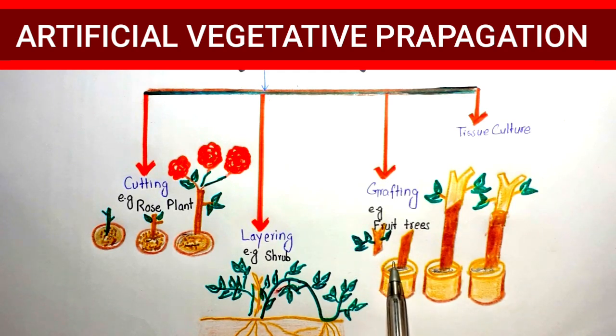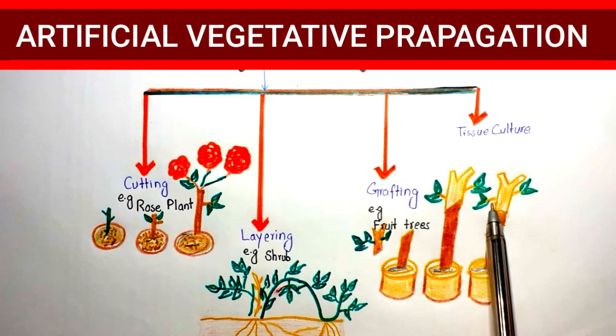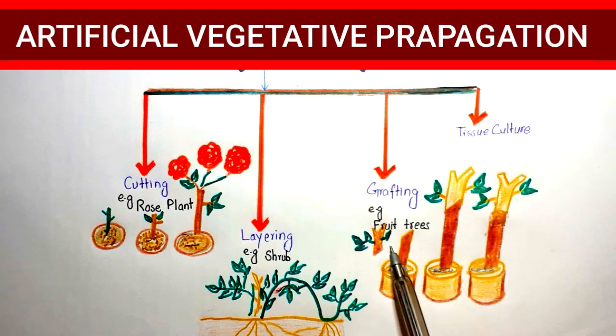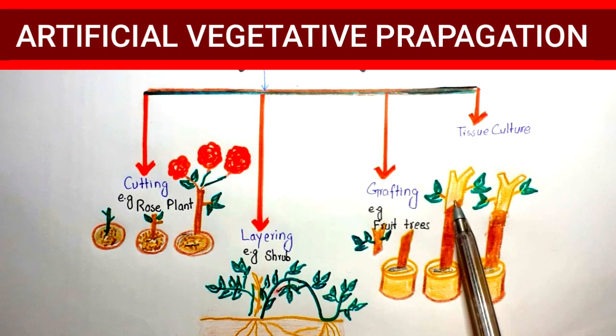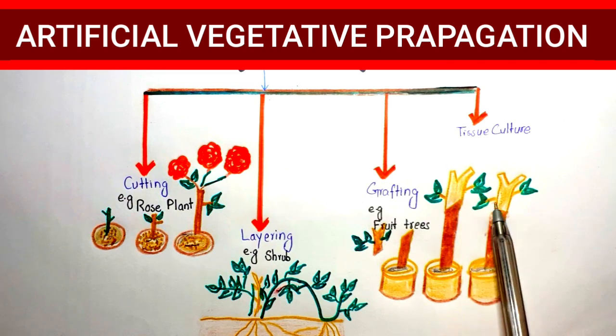Here you can see a pot and a plant, and its stem is cut down whereas its roots remain attached. Next we combine the two, cover it, and now it will start growing. The root portion of the plant that is used is called the rootstock, and the top portion of the other plant is the shoot, or scion. They combine and make a new plant. This method is mostly used in fruit plants.